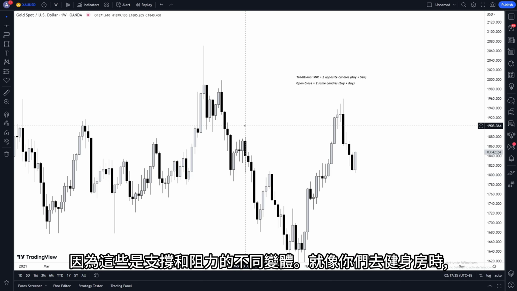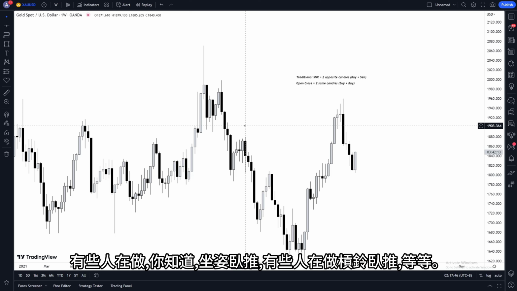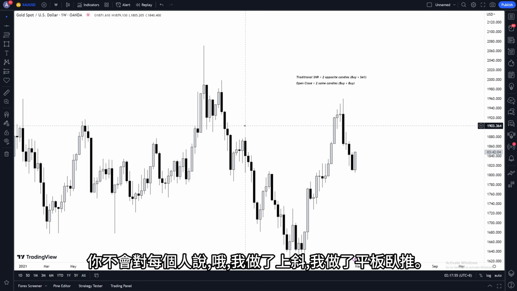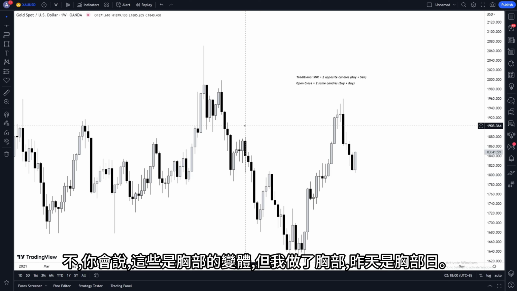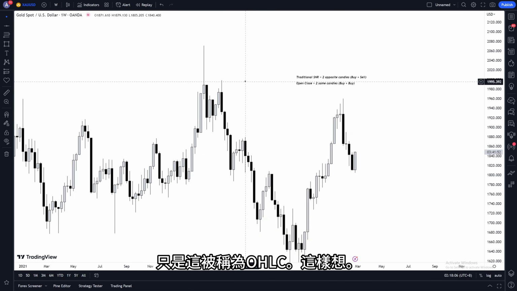Like when you go to the gym, you're doing chest flies, some people are doing seated bench pressing, some people are doing barbell bench pressing, etc. These are all variations of what? Chest exercises. You go to the gym to train chest, and you'll say, I trained chest yesterday. You're not going to say, oh, I did incline, I did flat bench. These are the variations of chest, but yesterday was chest day. So these are all forms of support and resistance. It's just that this is called OHLC.